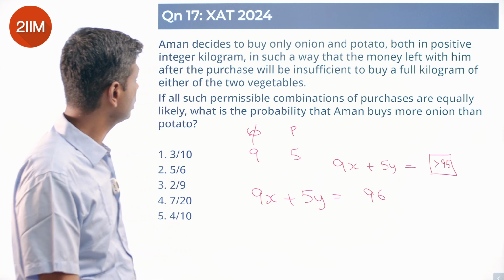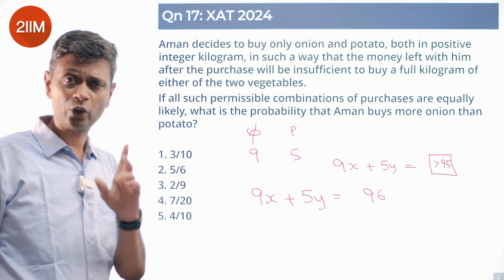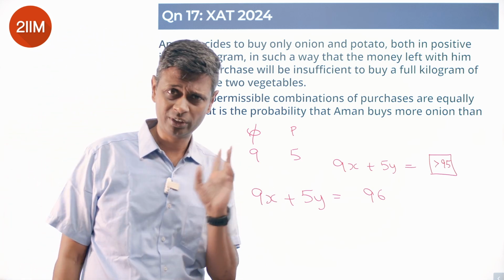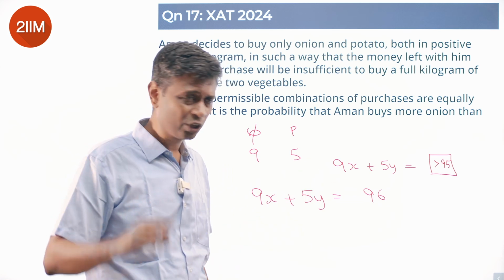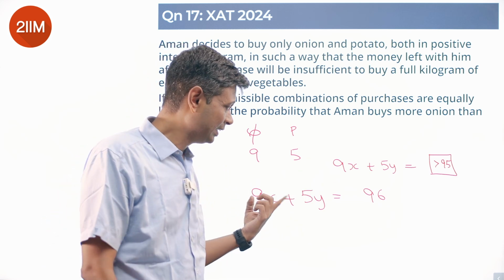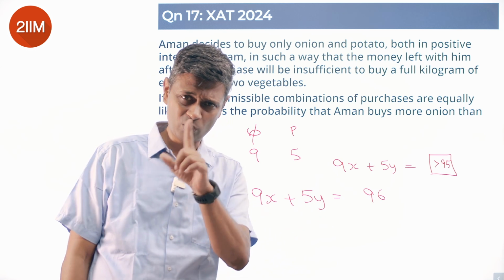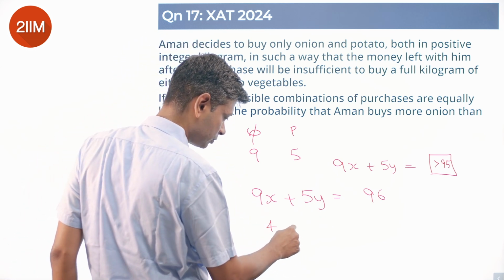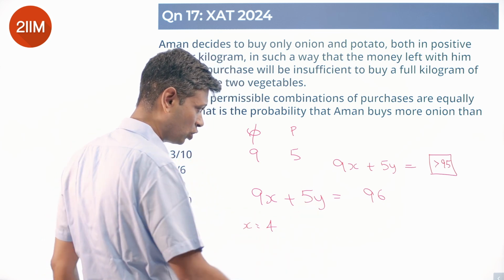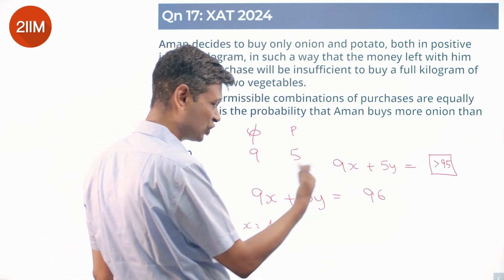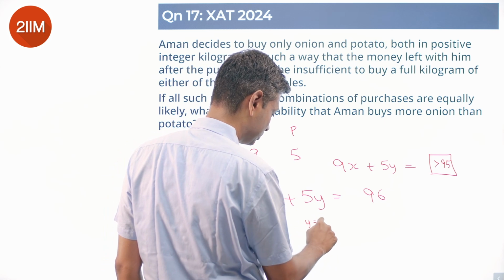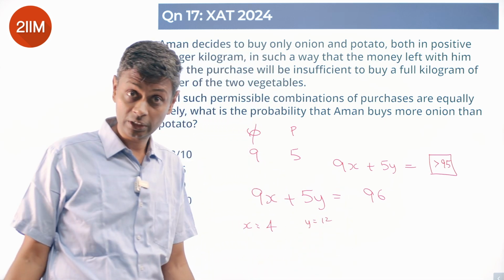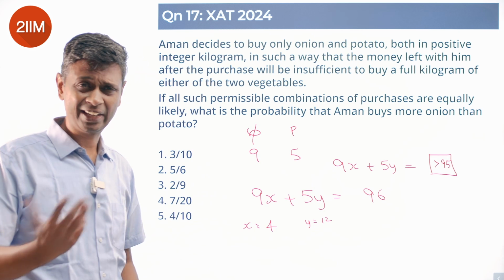And we also know that both in positive integer kilogram, x is a positive integer, y is a positive integer. How does this work? I'm looking for a multiple of 9 that ends in 6 or ends in 1. 9 fours are 36. X could be 4. 36 gone. Remaining 60. Y equal to 12. Nice. The moment I get one solution, I can get another one.